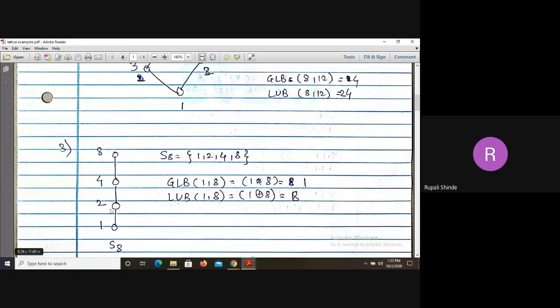So again, we can take any pair of elements, and for that we can find the greatest lower bound and least upper bound. Here I have considered one pair 1, 8. For this pair, the greatest lower bound is 1 and the least upper bound is 8. Likewise, you can take the ordered pair 1, 4. For this pair, the greatest lower bound is 1 and the least upper bound is 4. In this way, we can find both the bounds, the greatest lower bound and least upper bound. That's why this is a lattice.